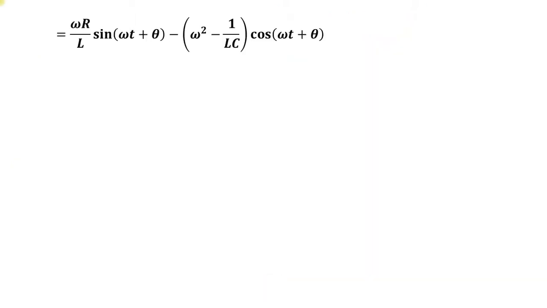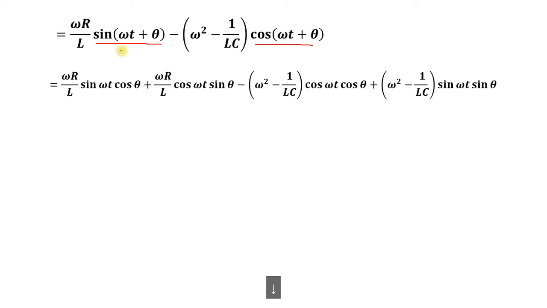So this is the value of part B. Now I expand this value. This is in the form of sine of a plus b and cos of a plus b. Sine of a plus b is replaced by sine a cos b plus cos a sin b. Similarly, cos of a plus b is replaced by cos a cos b minus sin a sin b. I just expand this. Now compare these two equations, and compare these two equations.